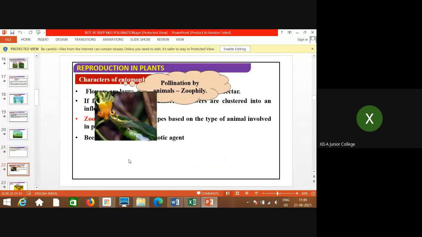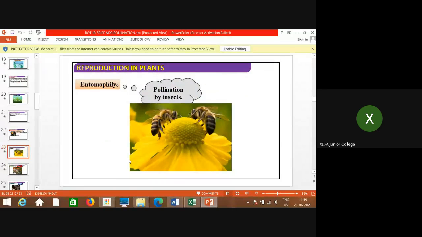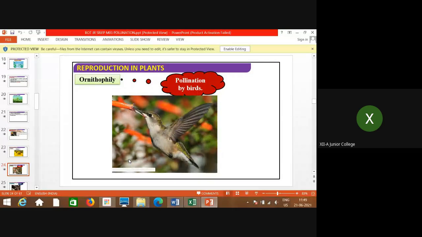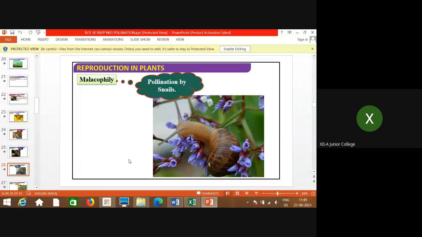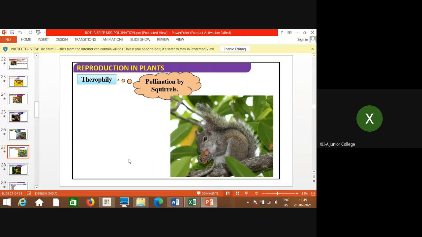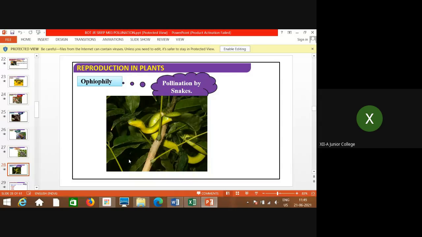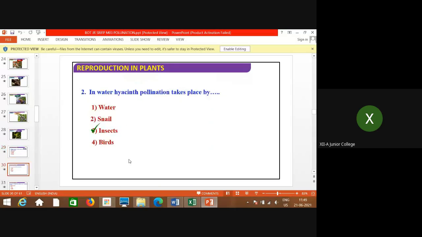Now the next type is pollination by zoophily, that is entomophily, by insects, then ornithophily means by birds. See the structures also. Then chiropterophily means by bats. Then malacophily means by snails, so malacophily means pollination is taking place by snails. And these are again some examples of biotic agents, that is therophily, that means squirrels. Then ophiophily, that means snakes are responsible. So these are some of the examples.